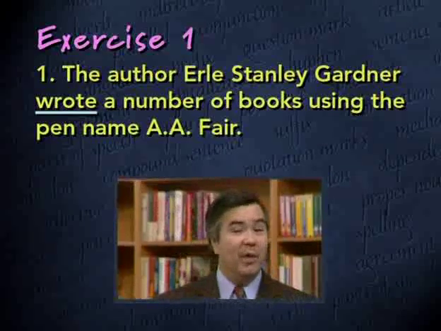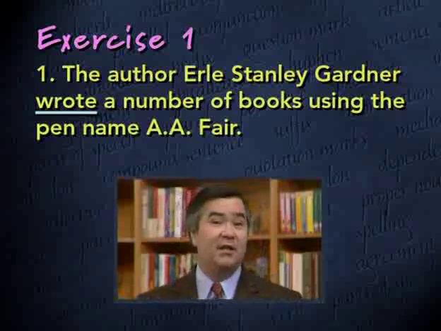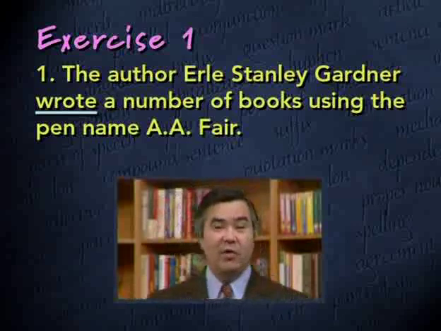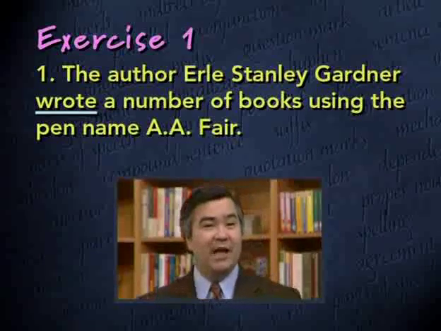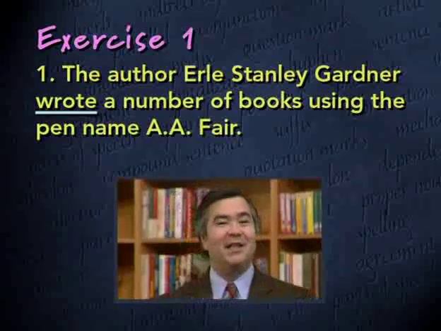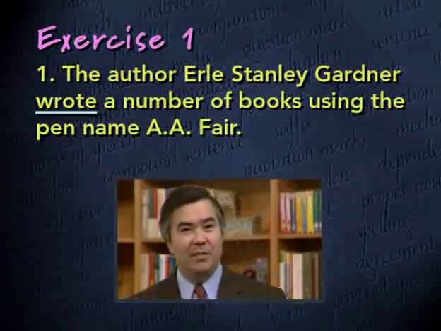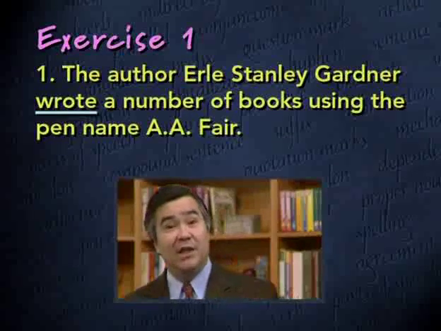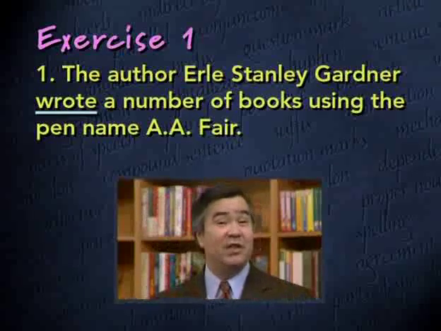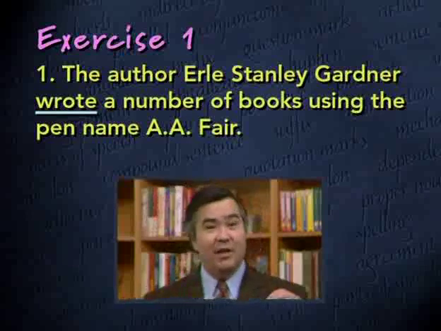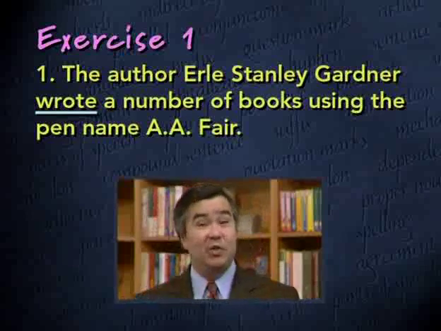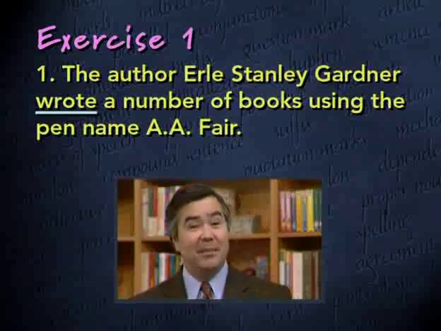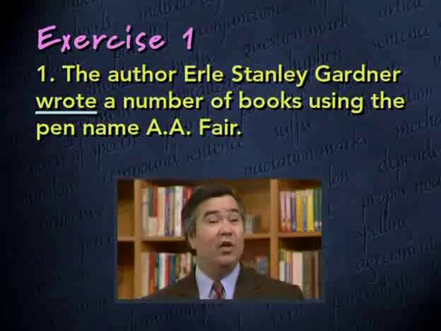In order to determine whether it's a transitive verb, an intransitive verb, or a linking verb, you need to decide whether it's a verb of action or a verb of being. And if it's a verb of action, whether there is something in the sentence which receives the action of the verb. Well, in this case, wrote is being used as a verb of action. It is telling us something that the author Erle Stanley Gardner did. And is there anything in the sentence which receives the action of the verb wrote? That is, does the sentence tell us something that Erle Stanley Gardner wrote?